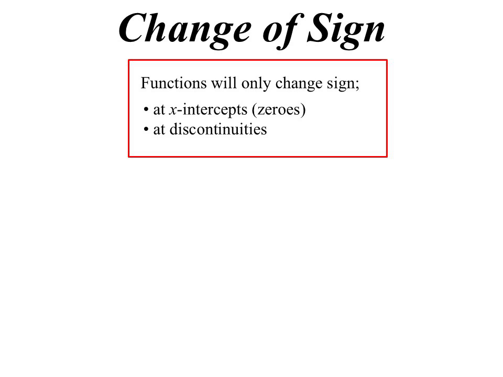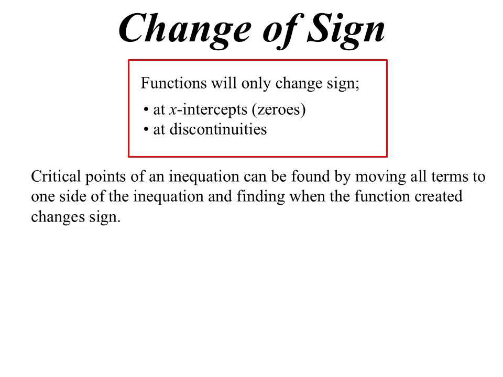Our hyperbola there, where we've got that asymptote. So okay, then it can change from positive to negative. But they're the only two situations. So that's how we can find these critical points, and why they're so important, because that's where it will change from positive to negative.